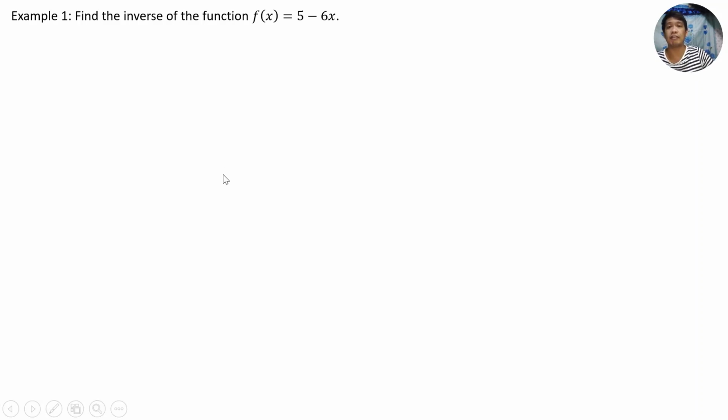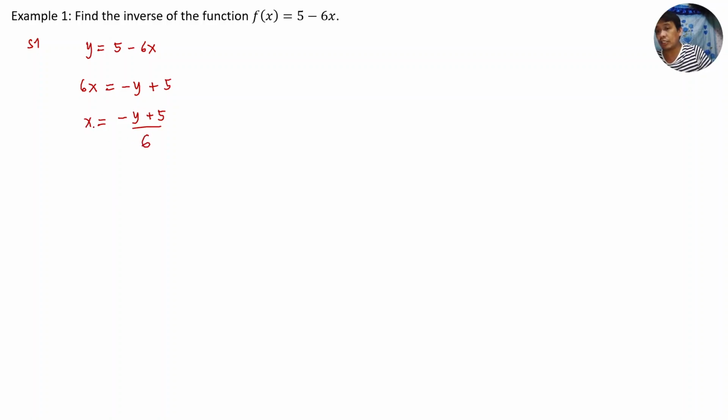So, let us try to illustrate by finding the inverse of the function f of x is equal to 5 minus 6x. Step 1 says we just have to replace f of x with y. So y is equal to 5 minus 6x. Then solve for the value of x in terms of y. Transposing that 6x, this becomes 6x is equal to negative y plus 5. Then divide both sides by 6. We have x is equal to negative y plus 5 all over 6.